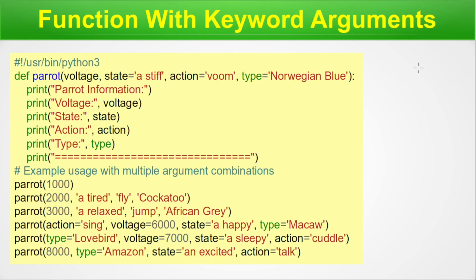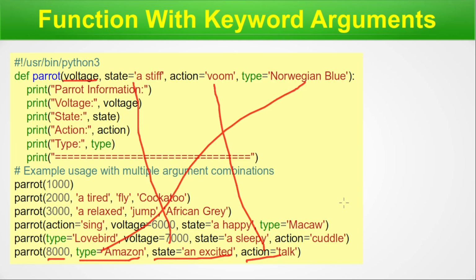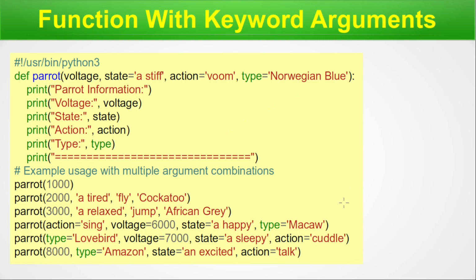Next, again we come back here and again we change the position. 8000 goes for the voltage, unchanged. Then we have type equal to Amazon, state equal to excited, action equal to talk. So action was originally here, state was here, and type was here. We are again changing the position of the arguments. So rarely is the position defining the arguments; rather, the key value pair is defining the arguments and their values. This is the use of the keyword argument.